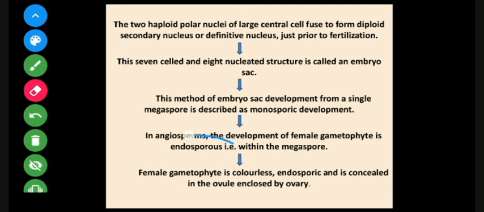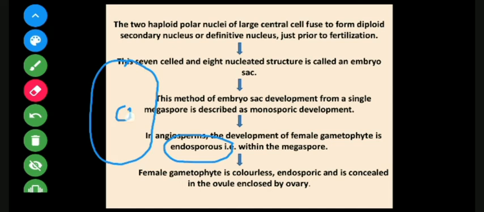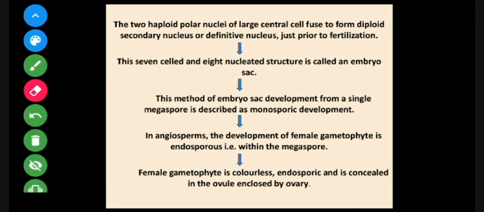The next part, which is very important, is endosporous. Now what does it mean? Endosporous means, see, here is a cell. Remember, it is the functional cell which has one nucleus. This nucleus undergoes free mitotic division. Whatever nuclei have been formed, the secondary nucleus, egg apparatus or even antipodal cells, all that nuclear division was internal to this single megaspore. That's why it is called endosporous. It means internal to the spore, all development takes place. So that is called endosporous.